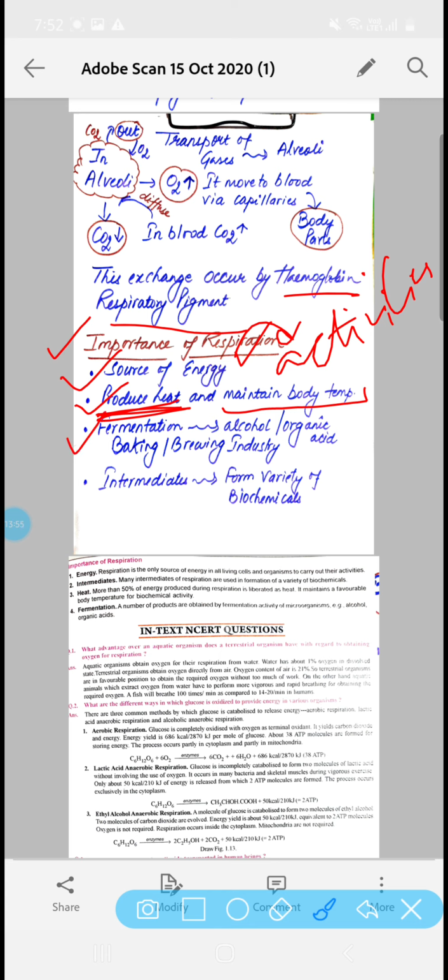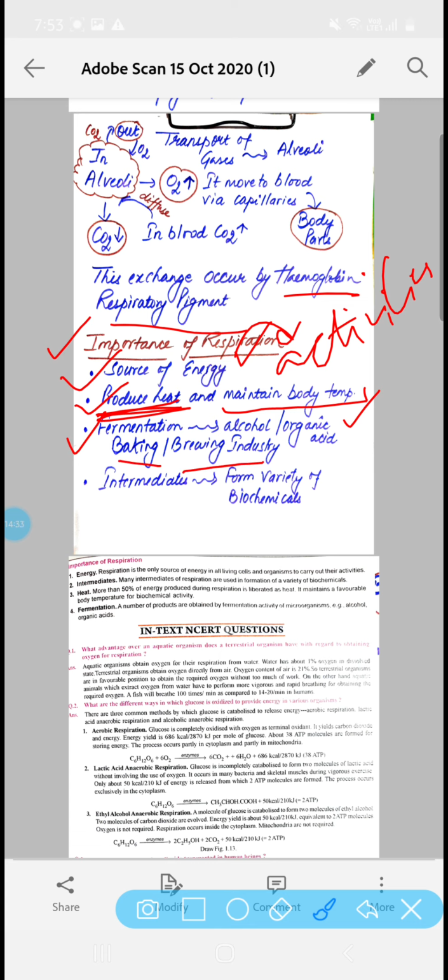Next is fermentation. We have discussed the fermentation. It is a type of respiration. Here the yeast is being used. The yeast is acting on the sugar, and different alcohol and organic acids are produced. So this fermentation is generally due to the activity of the microbes, as I have already discussed with you. Generally the yeast and bacteria help in fermentation, and they are used in the baking as well as the brewing industry.